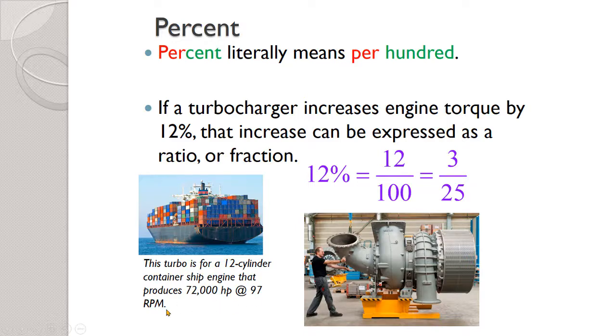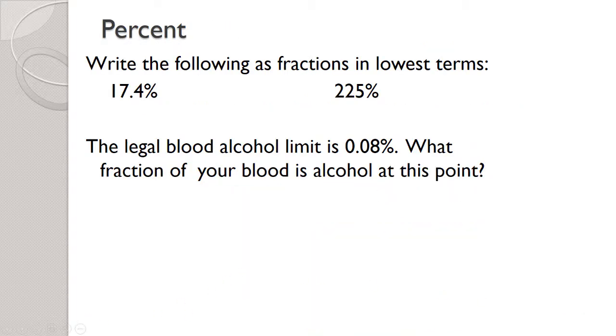So from our work with torque and horsepower, if that engine's making 72,000 horsepower, but it's only turning 97 RPM, remember horsepower is the product of torque and RPM divided by 5252. So if we don't have many RPM, there must be a phenomenal amount of torque coming out of that engine. It's a staggering amount of power. So with that in mind, that means that we can take percentages and write them as fractions and then move them into lowest terms. So let's do that right now.